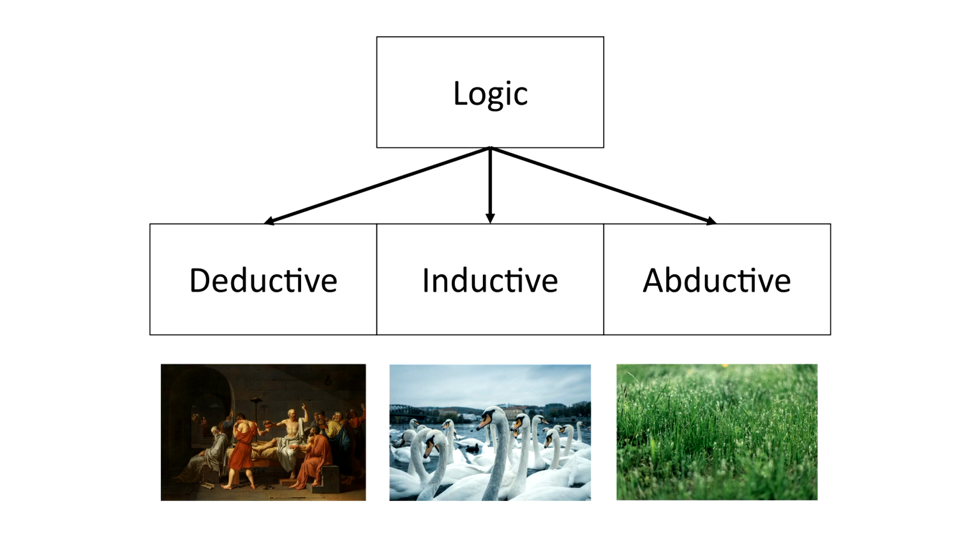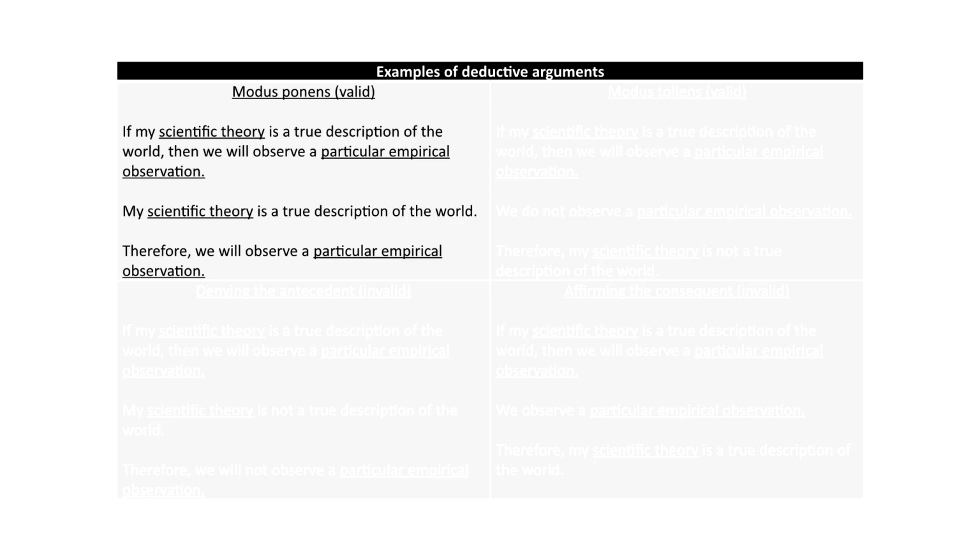Now, let's go through the general structure of each of these kinds of arguments in order. So, with deductive arguments, we have four key structures for them. Some of these are valid, and some of these are invalid. So, for example, we have what is known as modus ponens, and this is a valid form of argumentation. And I'll explain what I mean by valid in a moment.